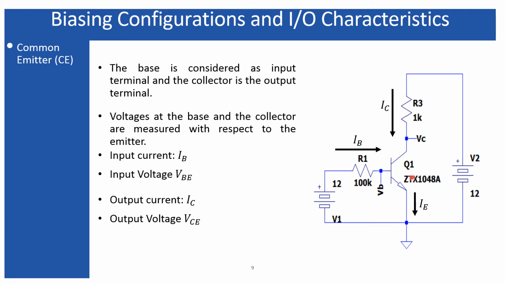In this common emitter configuration, the input current is obviously IB, and the input voltage is VB. Recall that the input voltage for the common base was VEB, but in this case it is just the opposite, that is VBE. So VBE is the input voltage, while the input current is considered as IB. Output current is the same as the previous one, that is IC, and the output voltage is VCE.